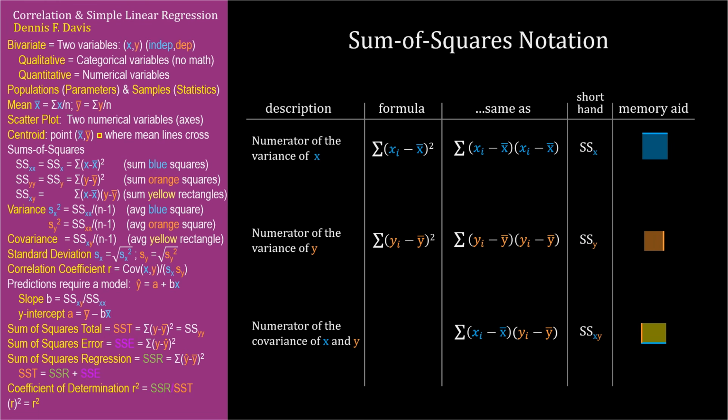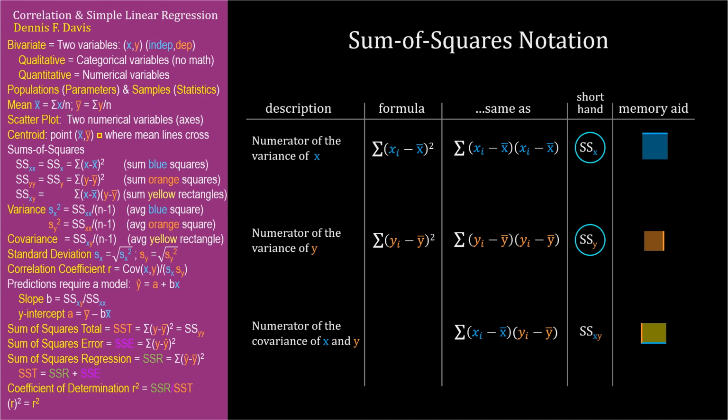The numerator of the covariance is the product of the x and y differences, and the SS notation has a subscript x and y for each factor. The memory aid is a yellow rectangle because in the covariance numerator we're adding up rectangles instead of squares. For sum of squares x and sum of squares y, the subscript answers the question, what's being squared? X means x differences are squared, y means y differences are squared.